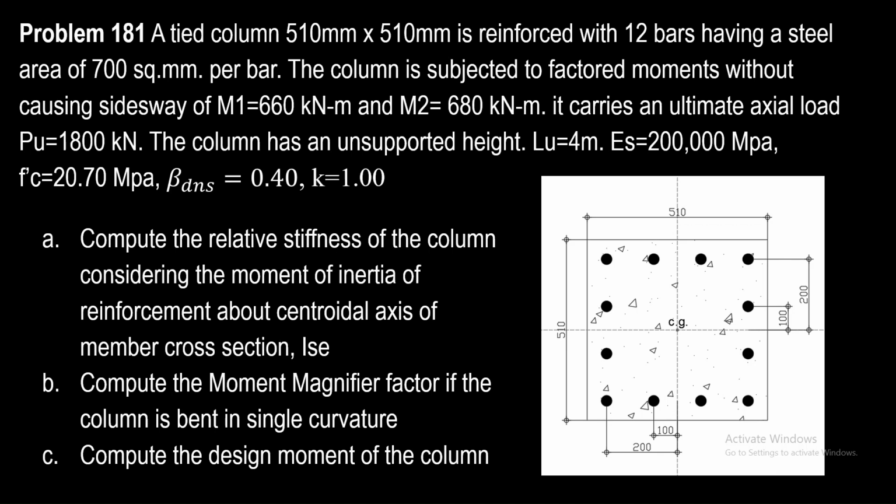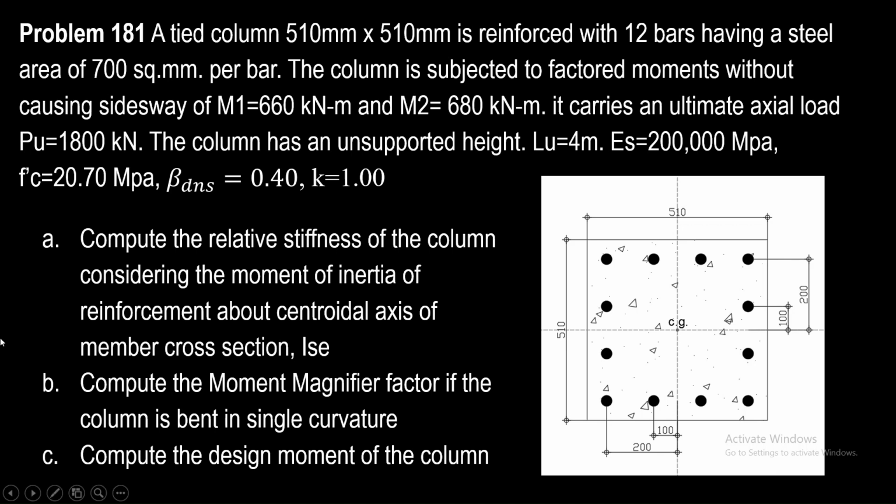The modulus of elasticity of steel is 200,000 megapascals. The specified compressive strength of concrete is 20.7 megapascals. The creep factor, beta sub dns, is 0.40. And the effective length factor for this problem is 1.0.